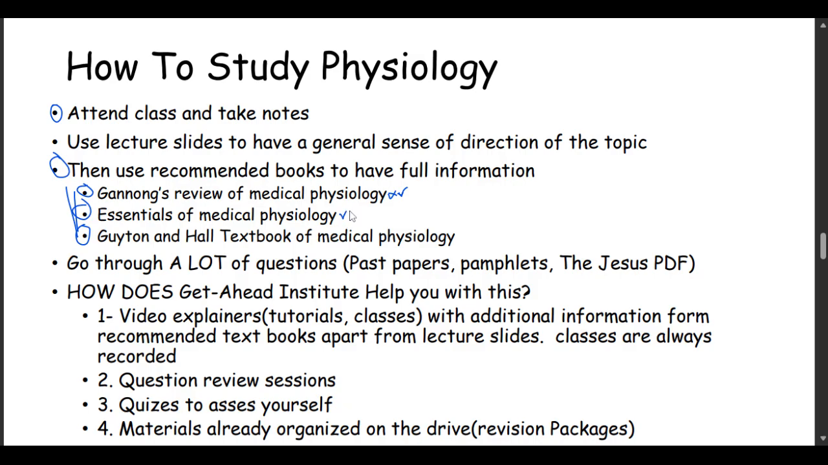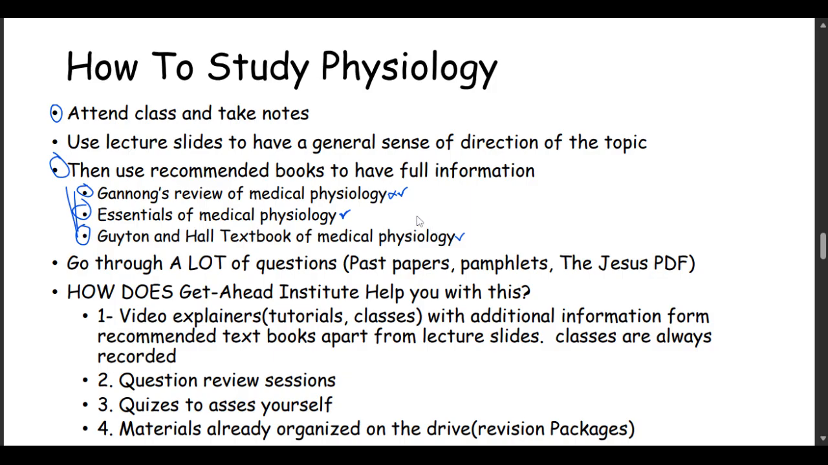And Essentials has good English, well explained, and it's easy to understand. But the pages become a lot because everything has been simplified, so it takes a lot more pages. And Guyton and Hall is right there in the middle between the two. There's also another book that you can use. I've just forgotten the name, but we'll bring it up as we go.